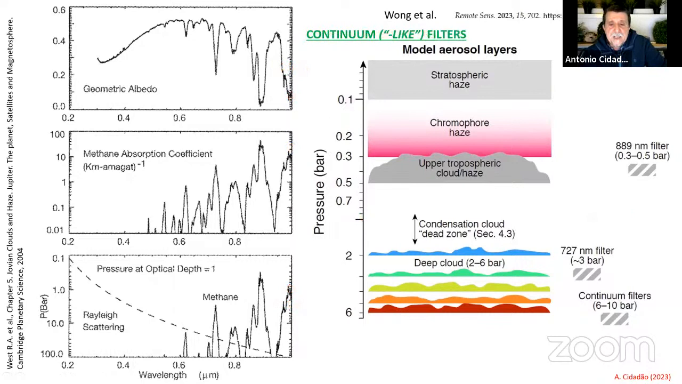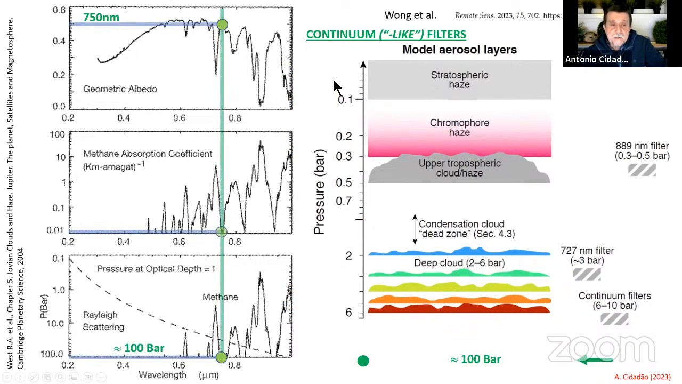With these filters, we also have to obtain images in continuum. So selected bands where absorption of methane is minimal or absent can probe all the atmospheric features down to very low, very deep levels. And from the correlation between continuum and methane band filters, results can be produced.